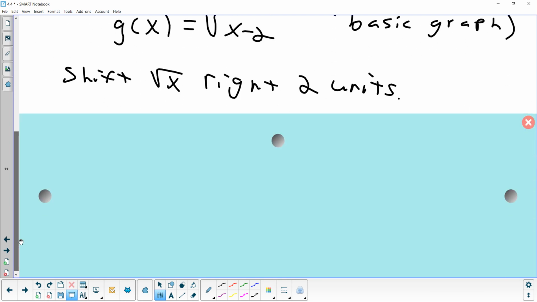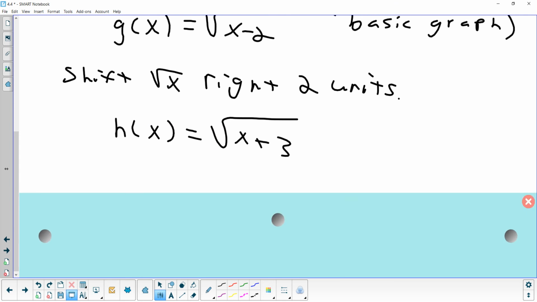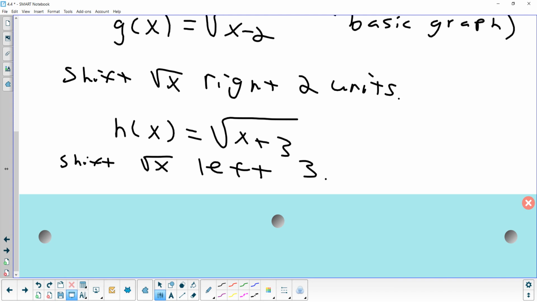All right, let's try this one. H of x equals square root of x plus 3. Somebody else tell me how you would get that one. Horizontal shift left and right. So you would shift the square root of x left 3 units, and you would get h of x.